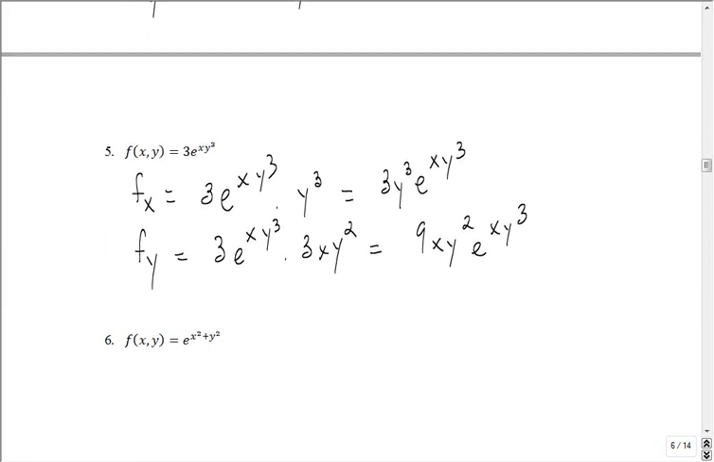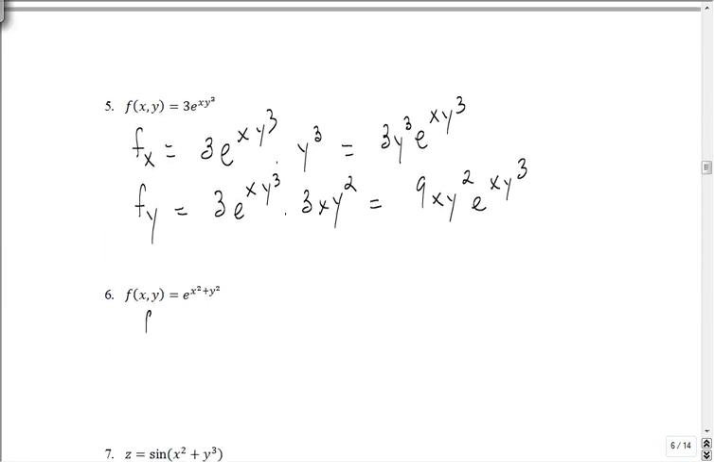Number 6 is similar to that. Let's do it. Partial f with respect to x. So you have e to the x squared plus y squared. But what do I multiply this by? 2x. Good, because you are partially differentiating x squared plus y squared with respect to x. So can somebody tell me what is the partial of f with respect to y now? 2y e to the x squared plus y squared. Great. Any questions so far?